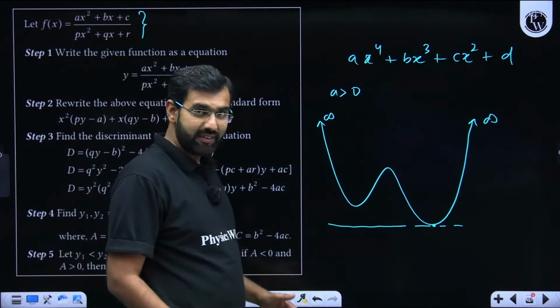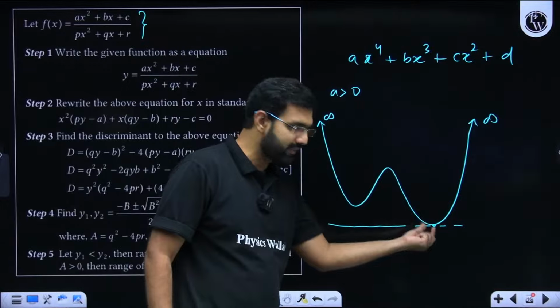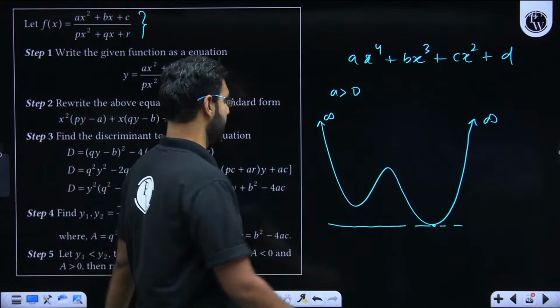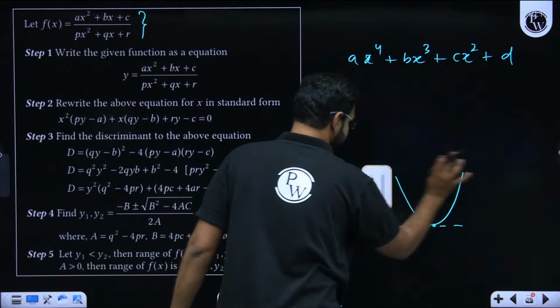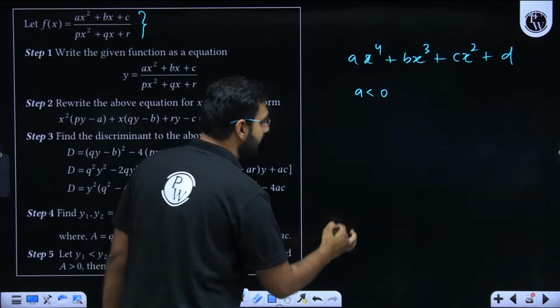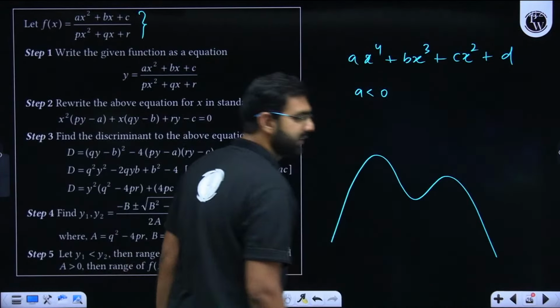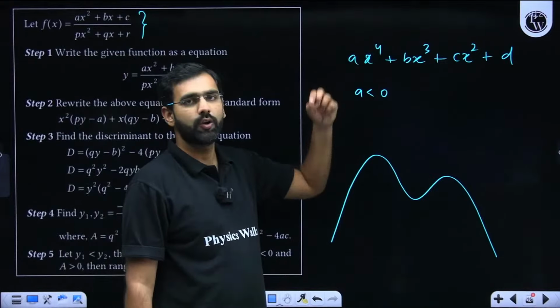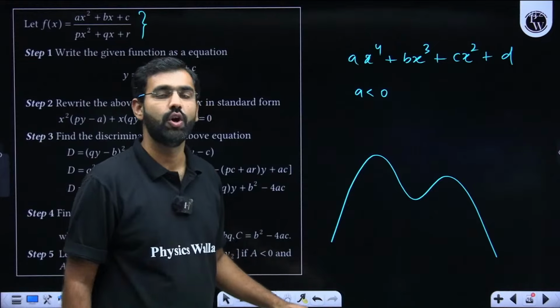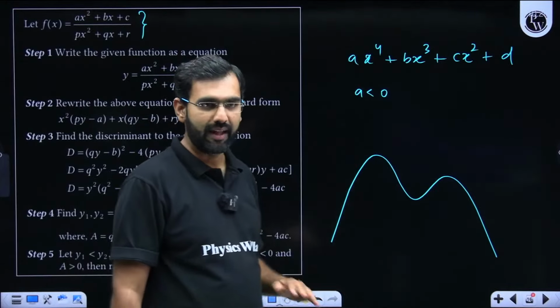In that case we see its range will be from something significant to infinity. So it is not minus infinity to infinity. Or even if a is negative, the coefficient of the highest degree term is negative, in that case the biquadratic's graph will be like this. So if the degree of the polynomial is even, it will be either from minus infinity to a significant value or a significant value to infinity. That will be the case.